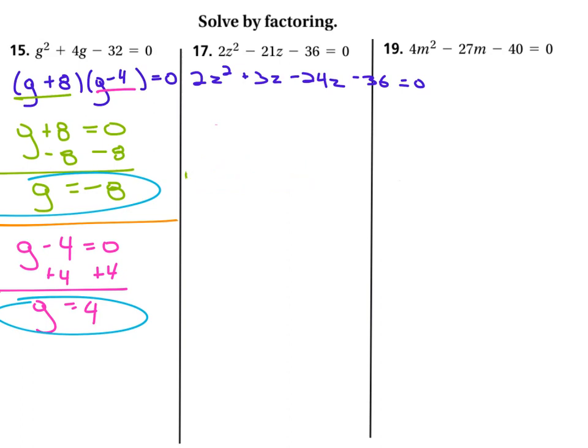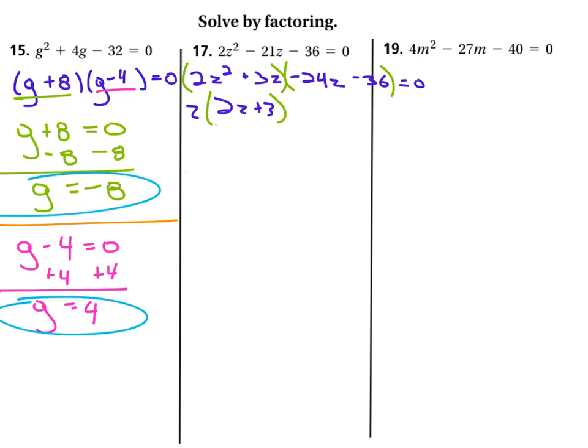Okay? And once we've done that, we're going to group them in pairs. We're going to say, let's group these two together, see what we can factor out. Let's group these together, see what we can factor out. And for this first one, we can factor out simply a z. You get a z, and then we have left over 2z plus 3.